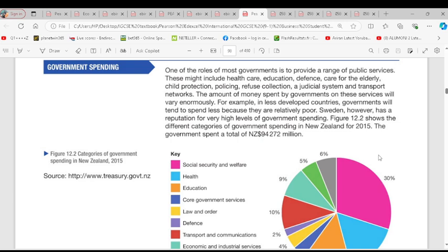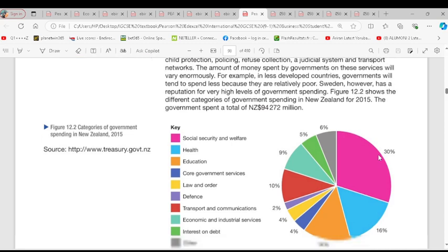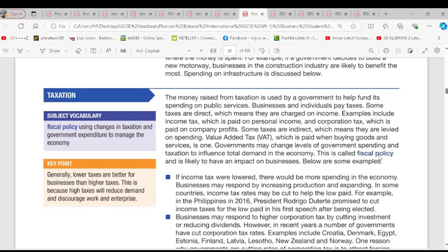How much government spends will depend on the kind of country we're talking about. Poor countries will have their government spend less. Developed, rich countries will have their government spending more. Is it clear? So we scroll down, please.